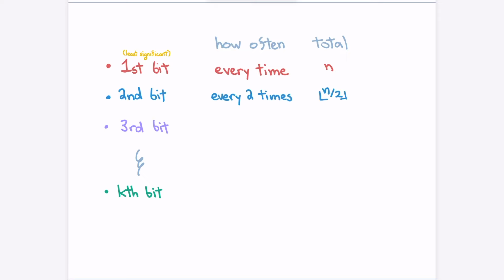Every 2 times, n over 2. What about the third bit? Every 4 times it flips, n over 4, right? So the kth bit, how often does it flip? Every 2 to the k minus 1 times, technically, if you're careful. So you're paying n over 2 to the k minus 1, right? So the total number of flips is just going to be adding up this column over all k's. What do we get?